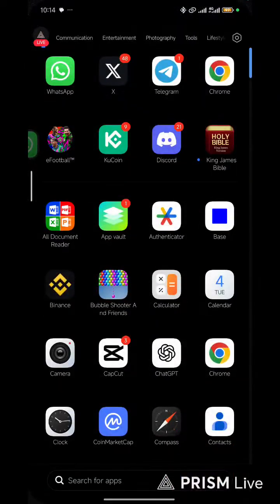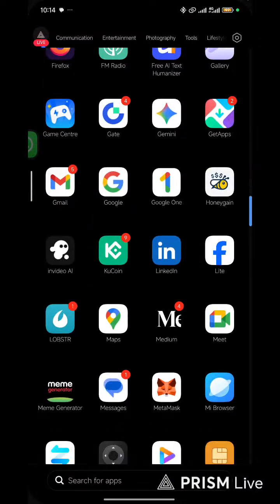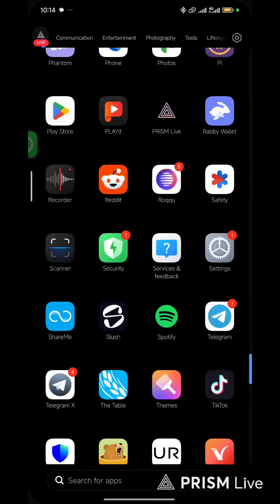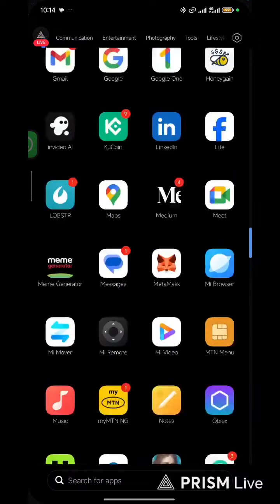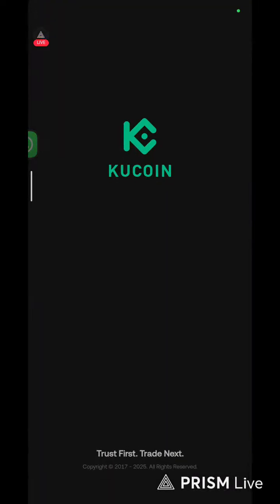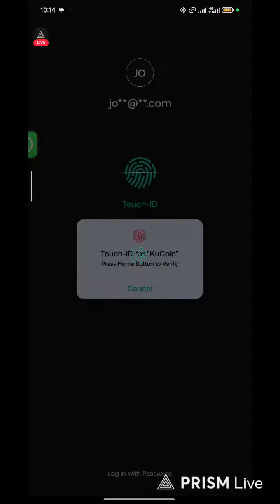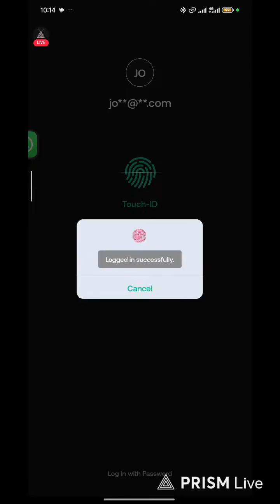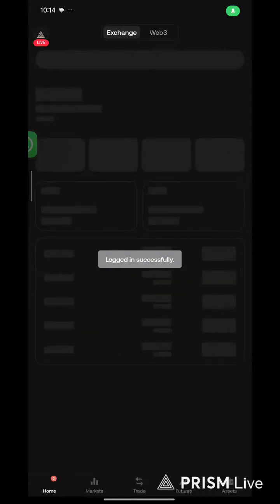Already I have my own here, always with me. My own exchange is always with me. This is KuCoin, so I have to set things in order by logging in for security reasons.